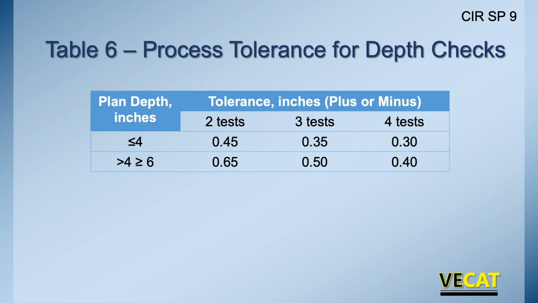So here's Table 6. You notice we talked 4 inches or less. If you remember, we talked about in module 1, 3 to 4 or 3 to 6 inches is our typical thickness for cold in place. So 3 to 4 inches, whether we're doing 2 tests, 3 tests, or 4 tests. If we're 4 to 6 and 6 is the max, again, the tolerance gets tighter the more tests you take, so you're averaging 4 measurements or 3 measurements or 2 measurements.